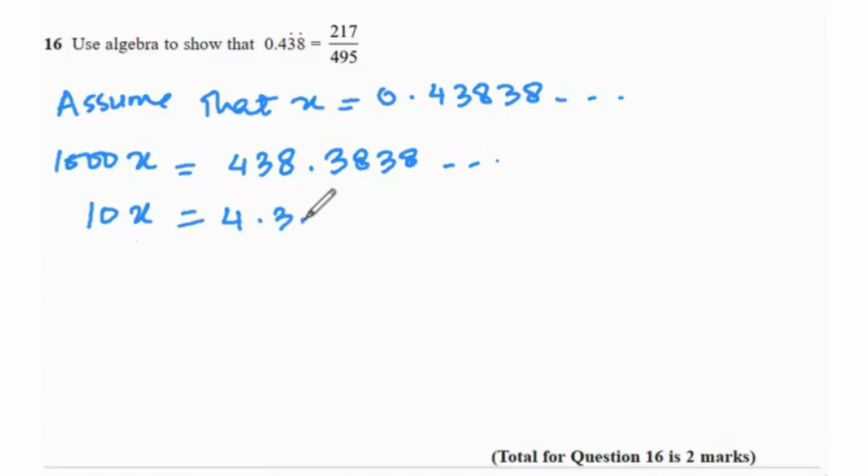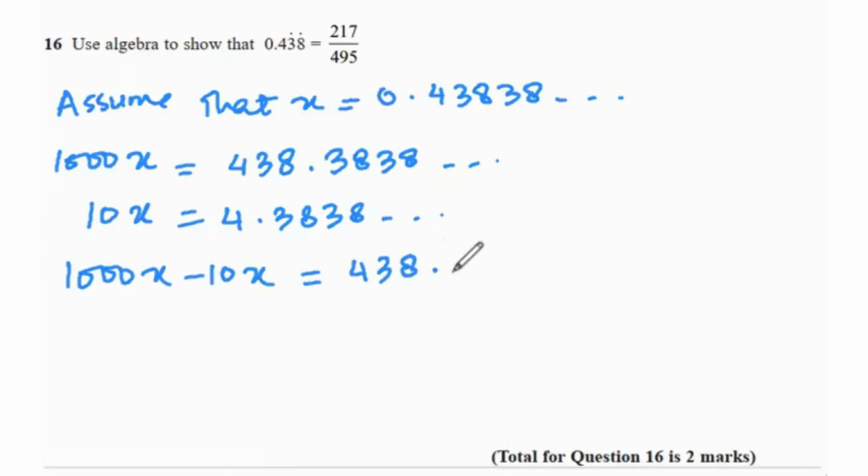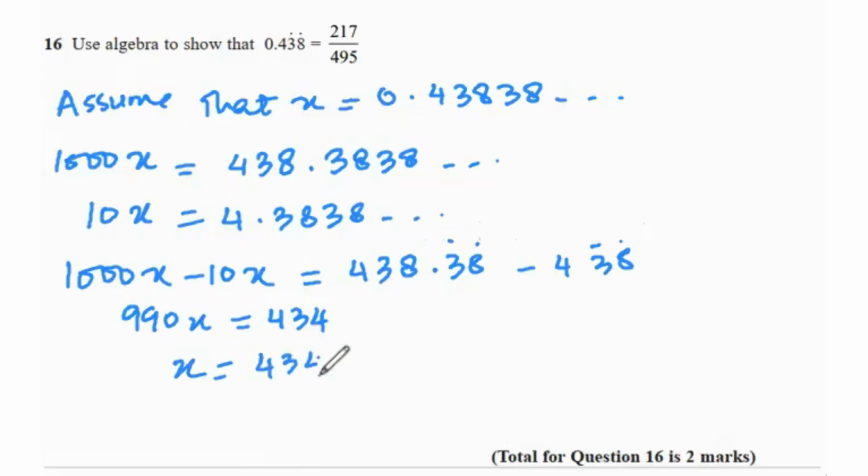Then we can multiply x with 10. So 4.3838 being repeated. As you can see, the numbers after the decimal are the same, so we can subtract 1000x and 10x. And over here, we subtract 438.38 recurring and 4.38 recurring. So that's 990x equals 434. x equals 434 divided by 990. Let's simplify this. 434 can be divided by 2. That would be 217 over here and 495 over here.